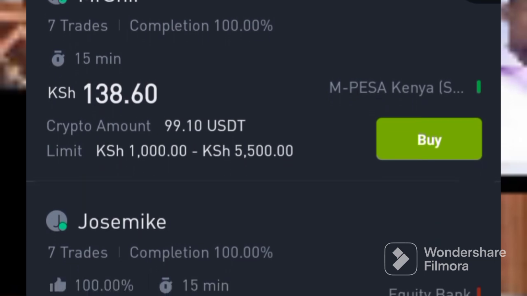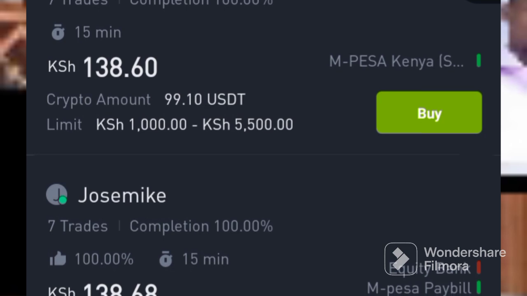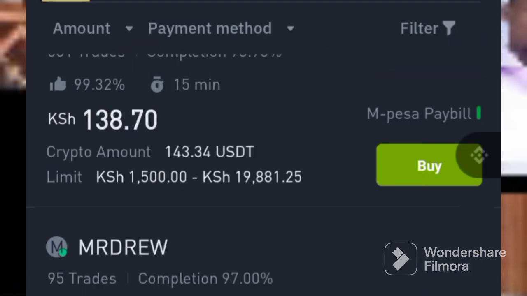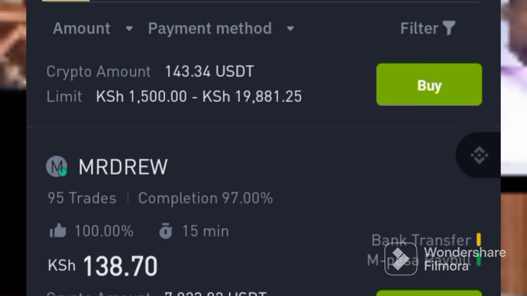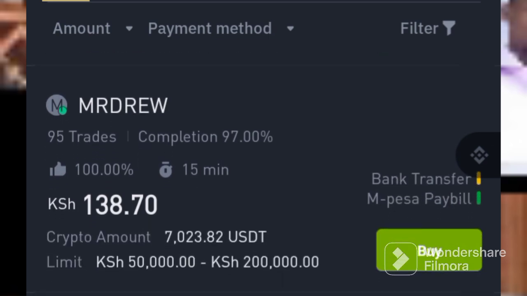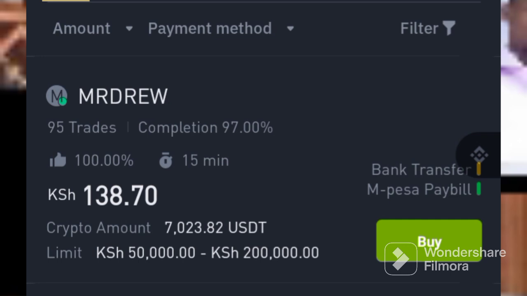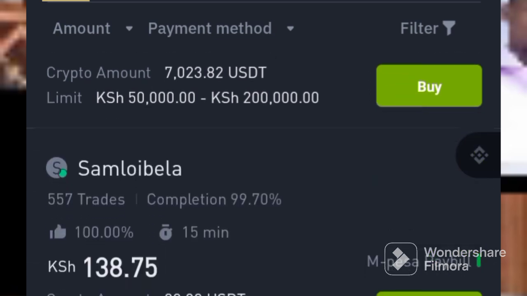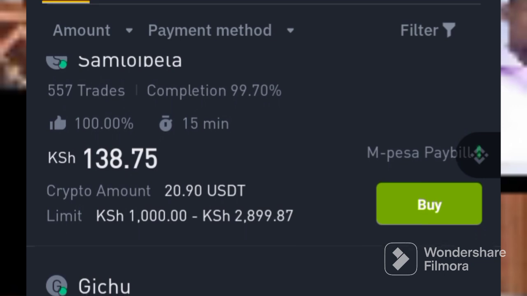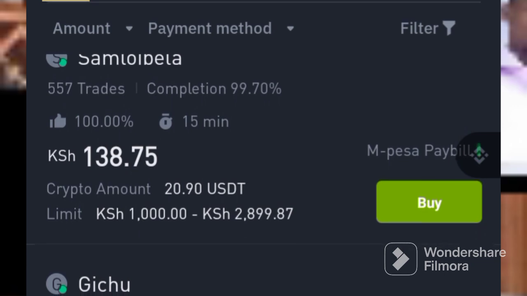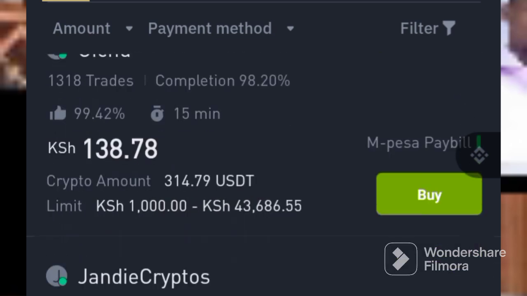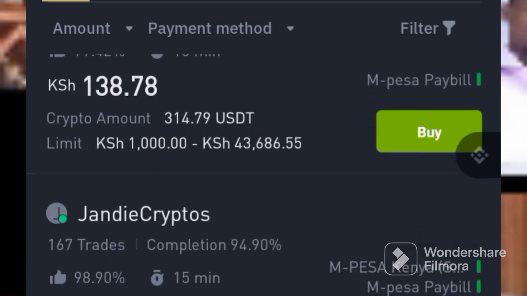Another important thing you are supposed to check is the limit. There's a maximum and there's a minimum limit. Minimum limit means that the minimum amount you can buy from the person is the one that he has placed on the platform. Maximum also means that you can only buy up to that amount. You can't buy more than what he has placed on the platform.